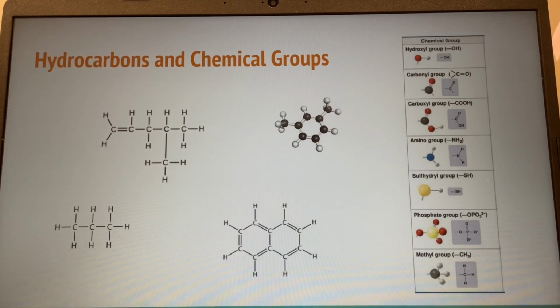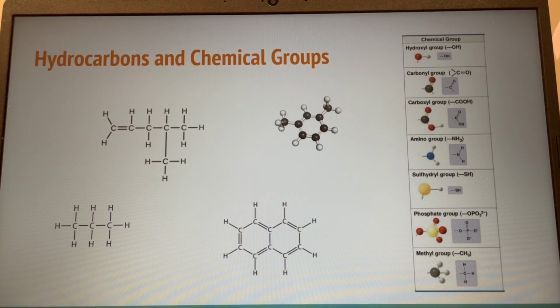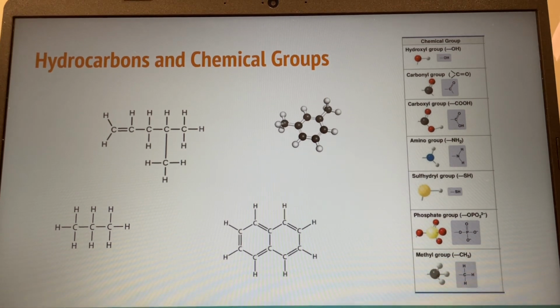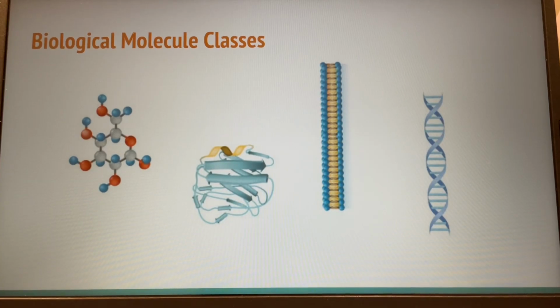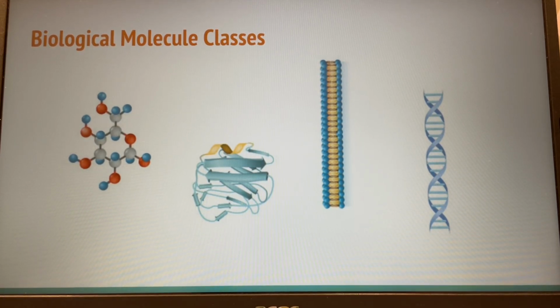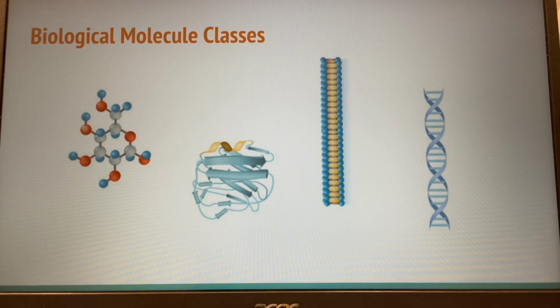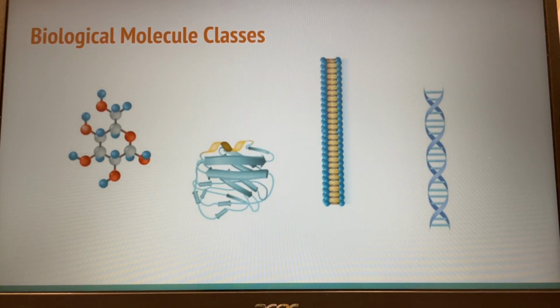A hydrocarbon is a chain of carbons with hydrogen atoms attached. They act as the foundation of complex biological molecules, which we'll see in a bit. Compounds called chemical groups can replace one or more of the hydrogen atoms. The properties of a biological molecule depend on the arrangement of the carbon chain and the chemical groups that are attached to that chain. The four classes of biological molecules are carbohydrates, proteins, lipids, and nucleic acids.